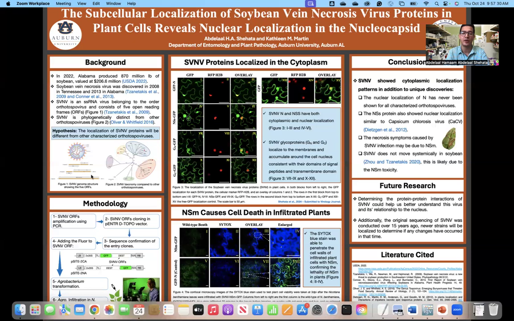Something interesting to know about this virus is that other studies have done phylogeny to show the relationship between orthotospoviruses, and all of them showed that SVNV is distinctly different in the phylogeny from other orthotospoviruses. That was very interesting, so I based my hypothesis on that. Since SVNV is distinctly different in the phylogeny, the protein localization of SVNV will be different from other characterized orthotospoviruses. These four viruses are well characterized, which means that we know the localization of their proteins and how they function.